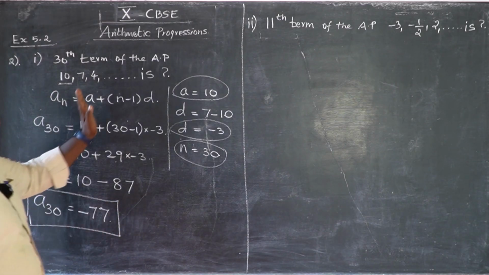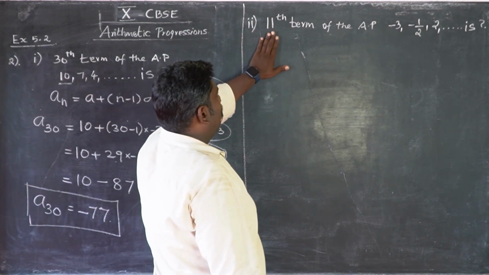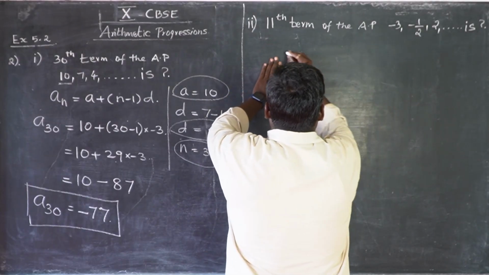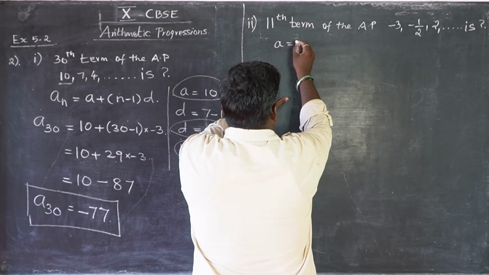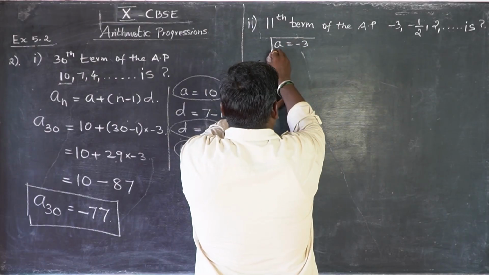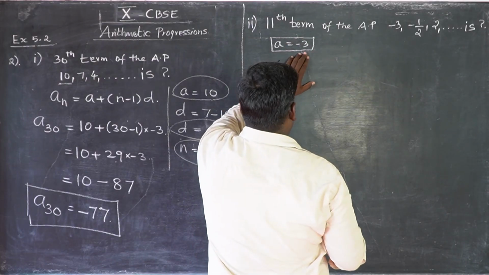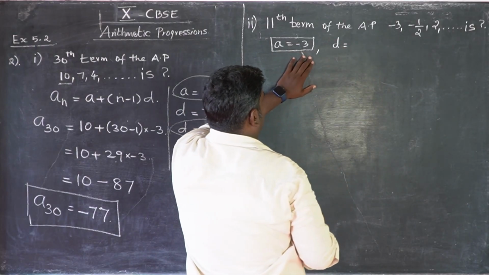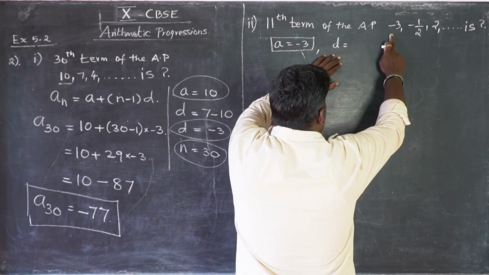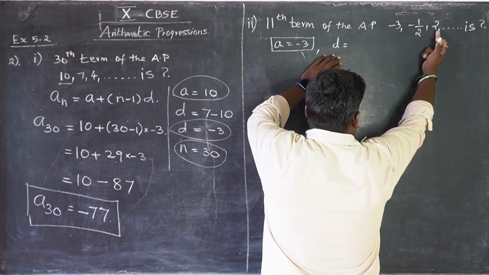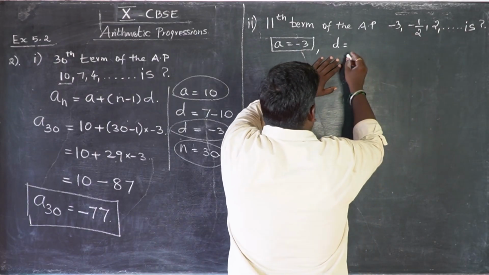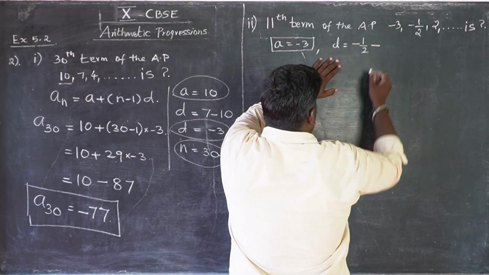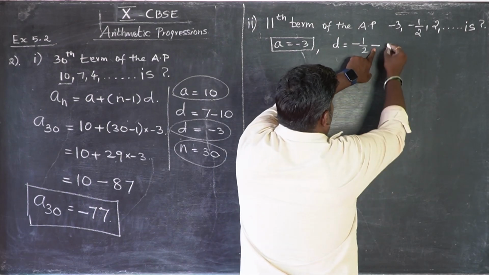Okay, same way. Next question, they are asking to find the 11th term of the AP. Like the last question, they are given some data. So from the data, we know that the value of a is minus 3. First term is minus 3. Common difference. How to find the common difference? Second term minus first term. Or we can find the third term minus second term. Okay. Second term minus first term.